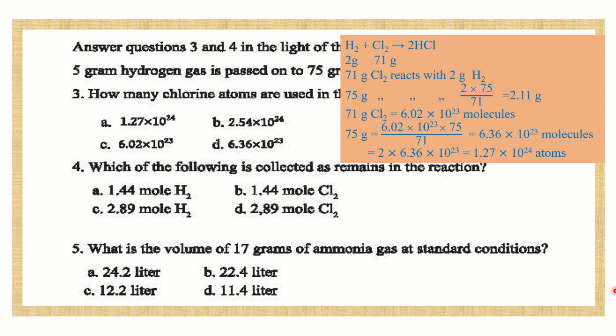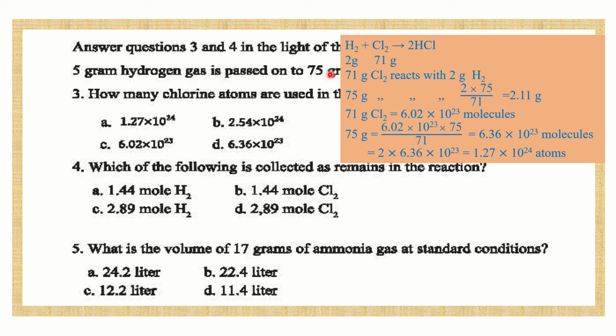Here, 2 gram hydrogen and 71 gram chlorine will react. So we can write 71 gram chlorine reacts with 2 gram hydrogen, and in our reaction chamber there are 75 gram chlorine. So 75 gram chlorine reacts with 2.11 gram hydrogen. But dear students, look, in your reaction chamber there are 5 gram hydrogen, but to react with 75 gram chlorine we need only 2.11 gram hydrogen. So what is the limiting reactant? It will be chlorine, because 75 gram chlorine will be finished from the reaction chamber.